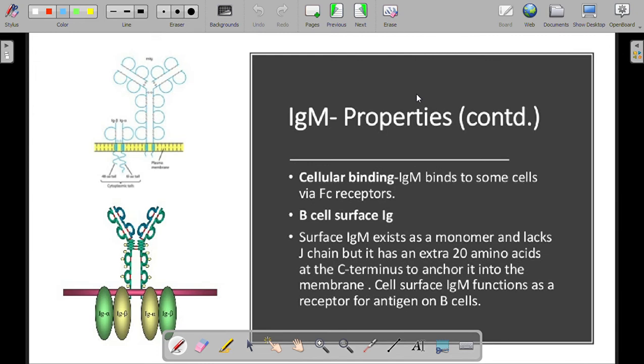Cellular binding: IgM binds to some cells via the Fc receptor. B cell surface Ig: surface IgM exists as a monomer and lacks the J chain, but it has an extra 20 amino acids at the C terminal to anchor into the membrane. Cell surface IgM functions as a receptor for antigen on the B cell.